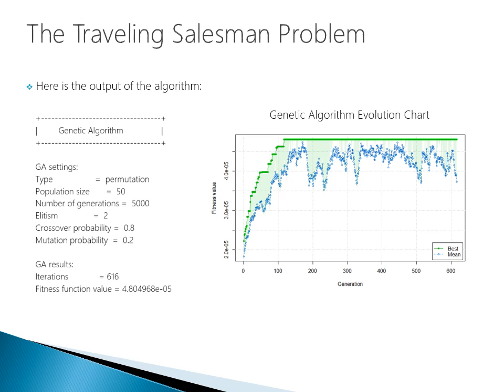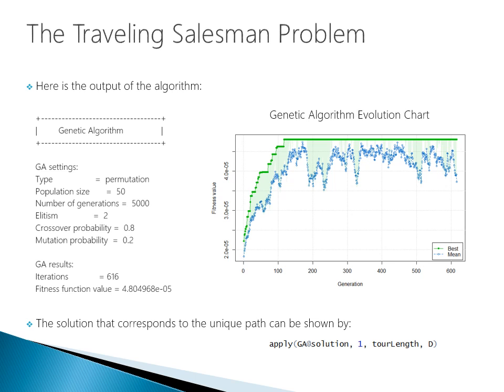So here's the output of the algorithm. I have my chart that's assessing the fitness value versus the overall generations, and I can see where it levels off and the variation that we get in the pool and the overall results. Now there is a solution that corresponds to the unique path, and we can show it by accessing the following code. After you run your genetic algorithm and you type in apply GA at solution, comma 1, comma tour length, comma D, you're going to find what the actual unique path is.